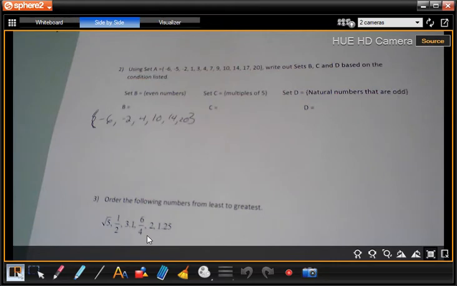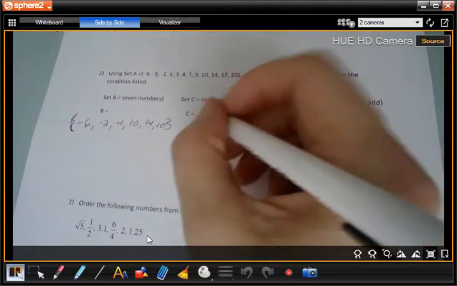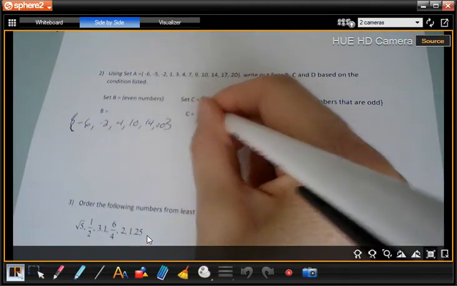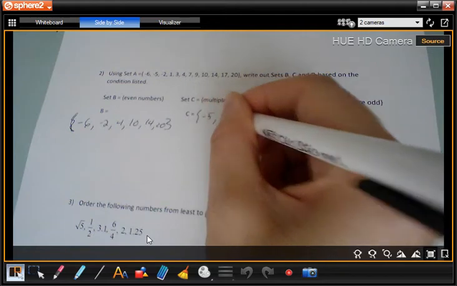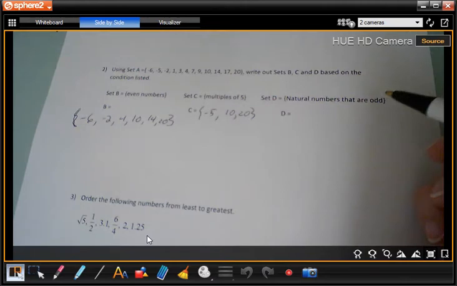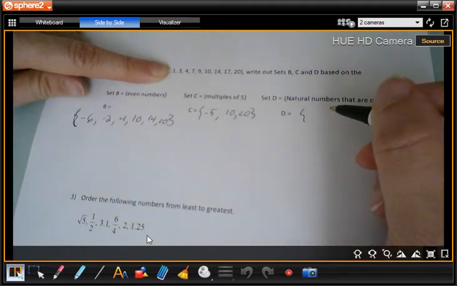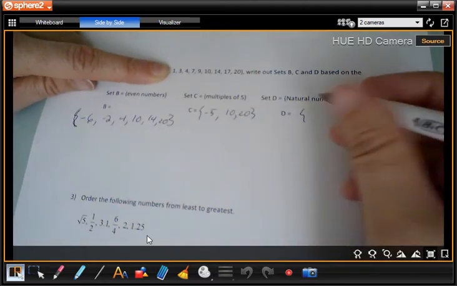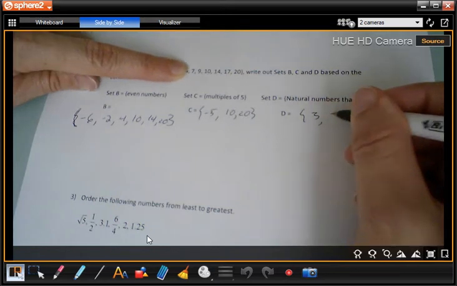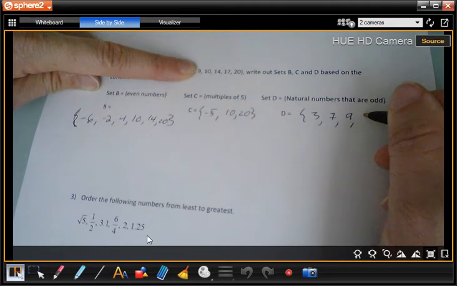Now remember, an even number is a number that can be divided by 2 with no remainders. Now we're going to look at C. C is a subset of multiples of 5. That means 5 can be divided into them evenly. So we've got -5, 1, 10, and 20. Now we want natural numbers that are odd, so we have to ignore all the negative numbers. And odd means they're not divisible by 2. They would have a remainder. So we've got 3, 7, 9, and 17.